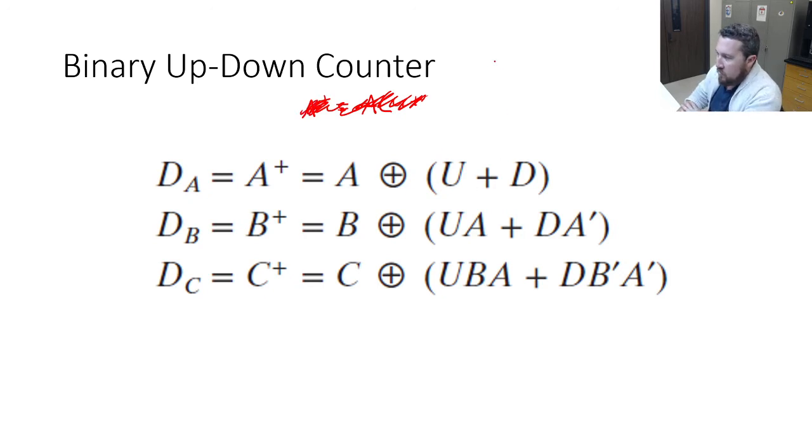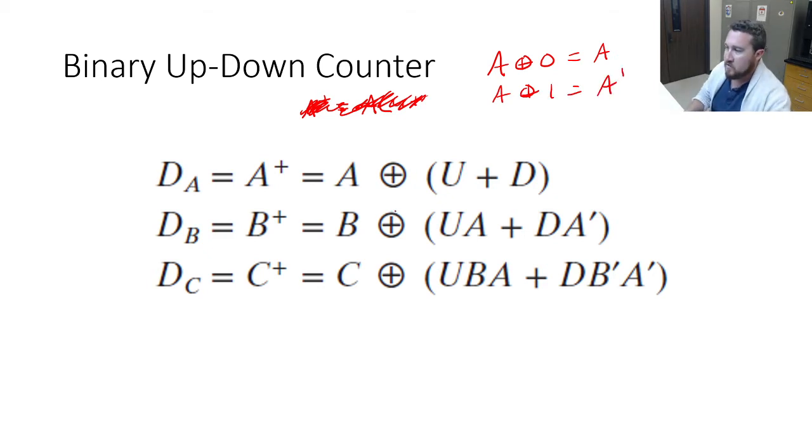So A XOR 0 is equal to A, and A XOR 1 is equal to A prime. So what this says is basically, if U or D is 0, it means we're not going to count at all. We don't want to do anything. So A just stays the same, right? A doesn't toggle. Remember, A is the driver for all of this. If A is not toggling, nothing is happening.